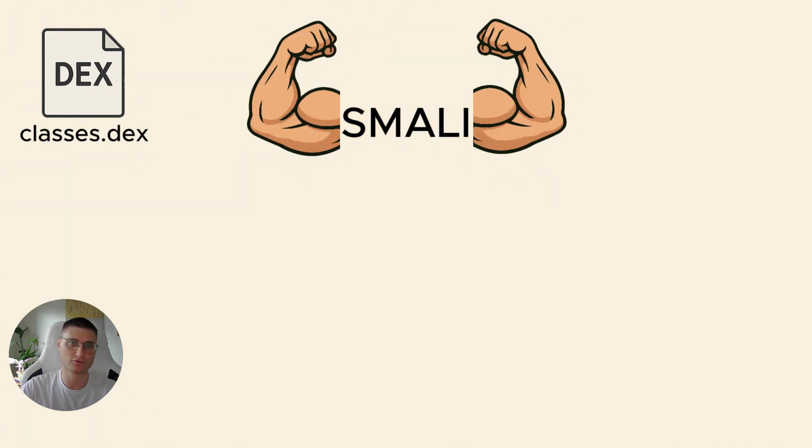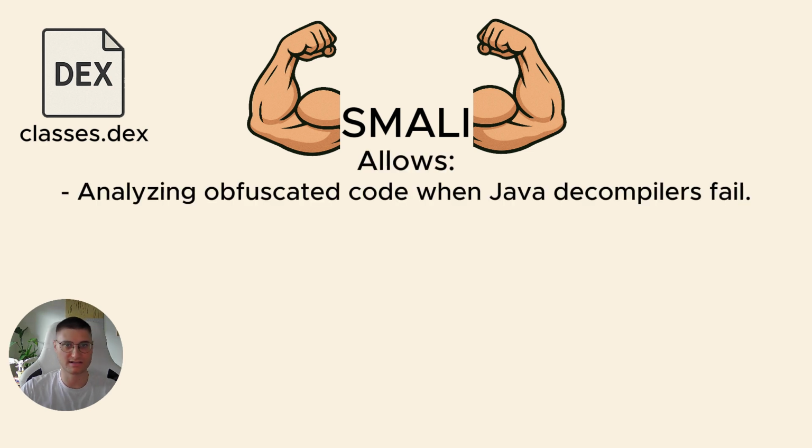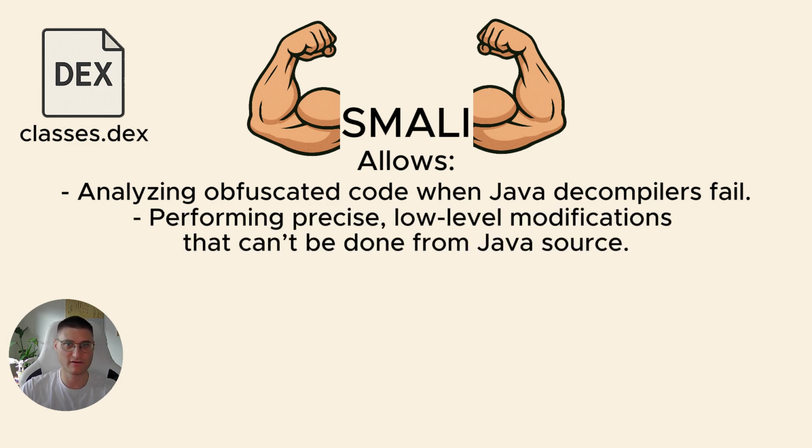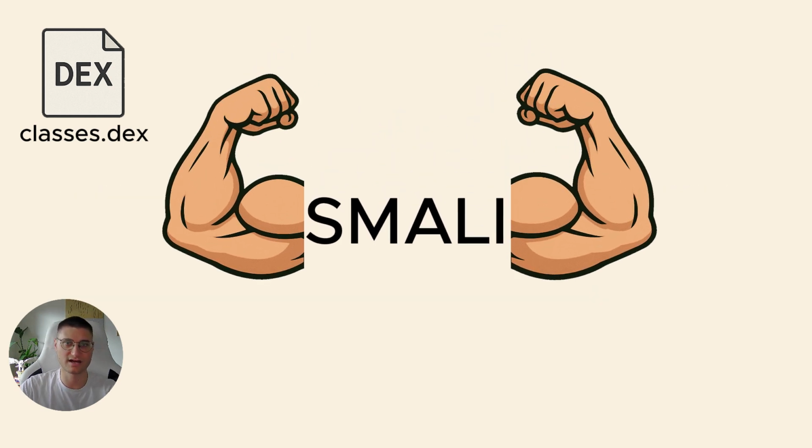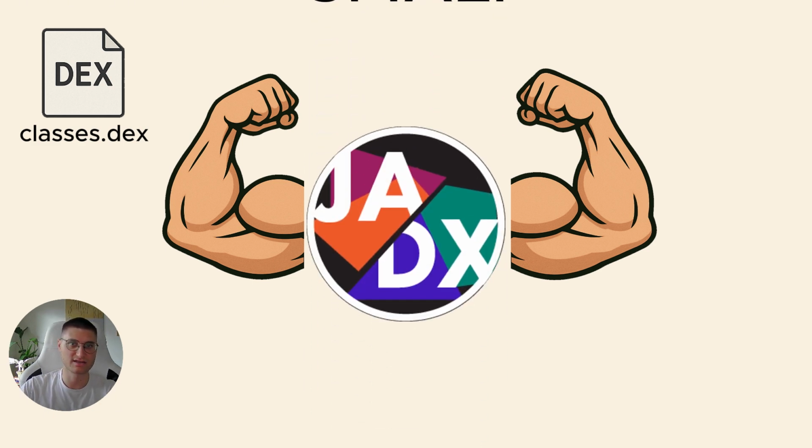Smali gives you full control over bytecode instructions and operations, making it essential for analyzing obfuscated code when Java decompilers fail, performing precise low-level modifications that could not be done from the Java side, and debugging bugs which appear only on a bytecode level or working with heavily optimized bytecode. However, in real-world scenarios, you will not need to work with Smali directly. Modern tools like JADX can decompile the majority of APKs back to Java code, and Smali editing is reserved for more advanced reverse engineering or patching tasks.